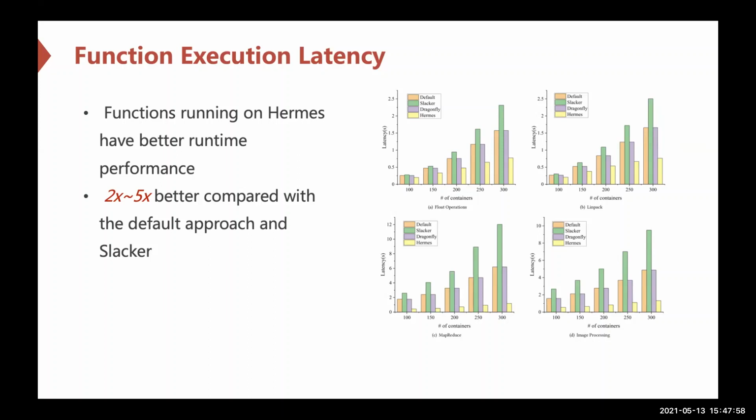In the test cases of float operation and image processing, Hermes is 2 times faster than the default approach and Slacker, and Hermes is 5 times faster than the default approach and Slacker when running the MapReduce and the image processing workloads.